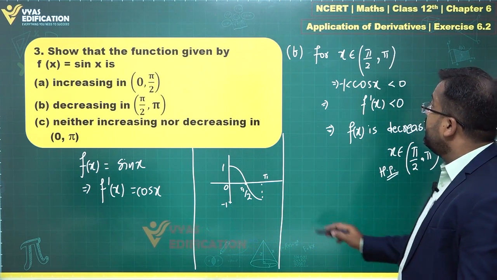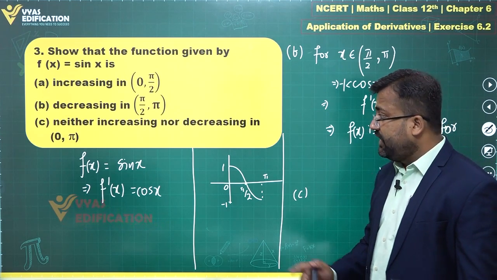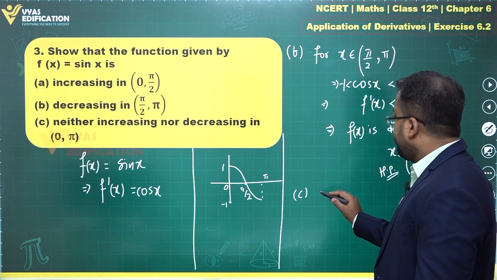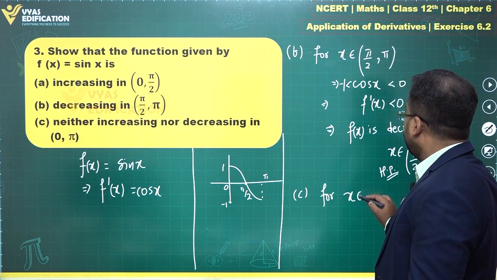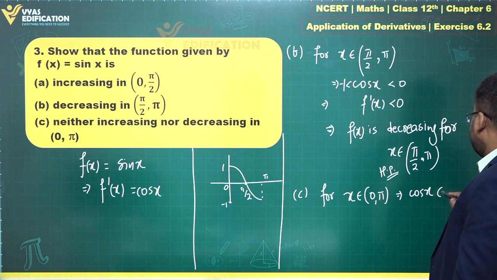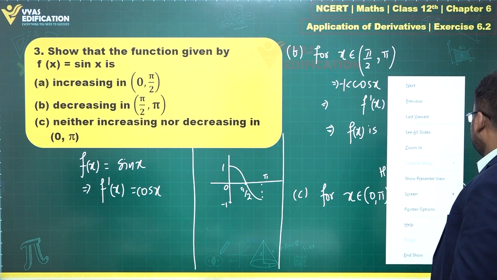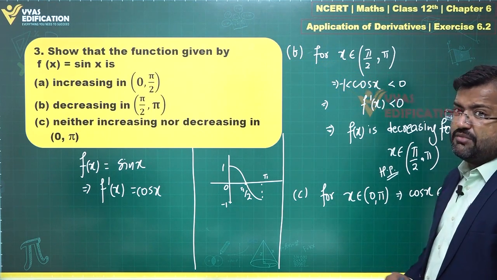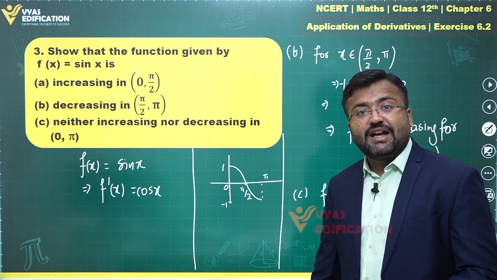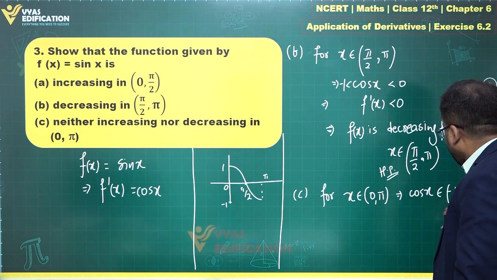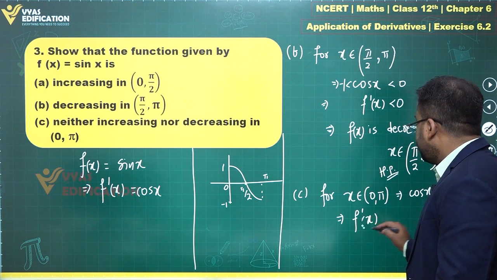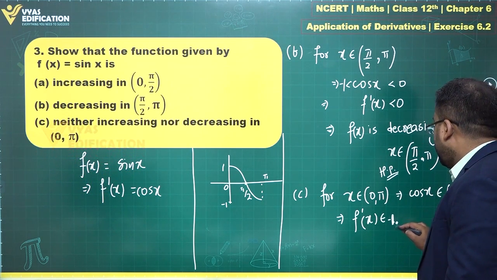The second part. For the third part, once again, what do we need? We need the sign of the derivative, right? So, for x belongs to (0, pi), we know that cos x belongs to (minus 1, 1). This is what we are aware of, right? Cos x belongs to (minus 1, 1). Since cos x belongs to (minus 1, 1), we can comment about the derivative, that the derivative will also belong from minus 1 to 1, right? This tells me that f prime x belongs to (minus 1, 1).